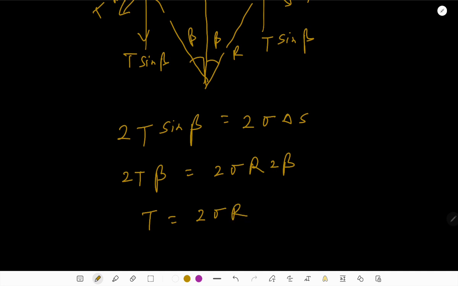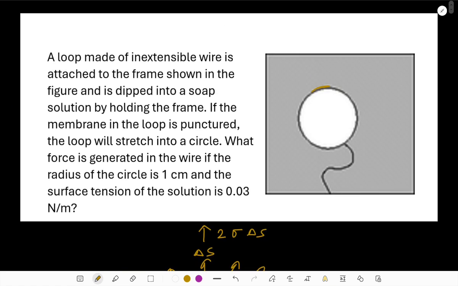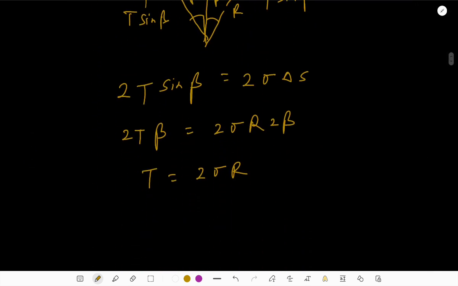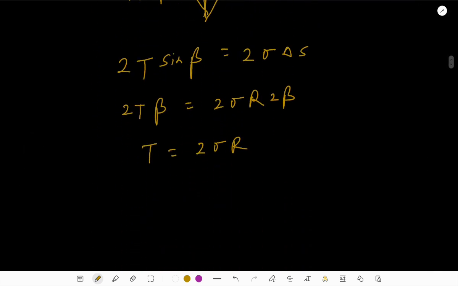So we needed this radius. Was it given in the problem? Yes, it was given, and the value of sigma is also given. So this was a simple problem, we solved it. You can use the energy method as well, and I can do it with one more method, but I don't remember it right now. So this problem is solved. Thank you for watching.